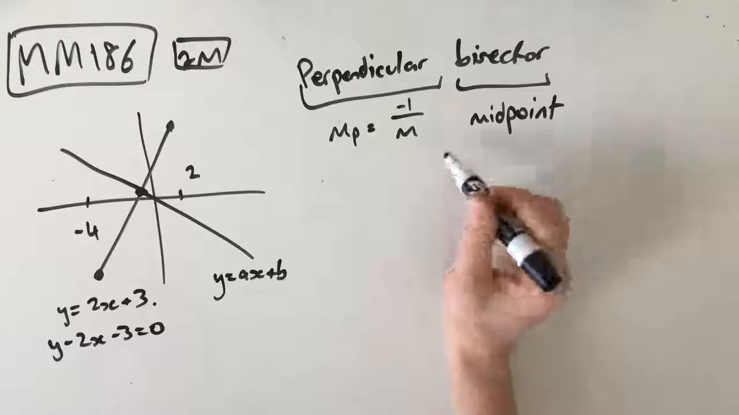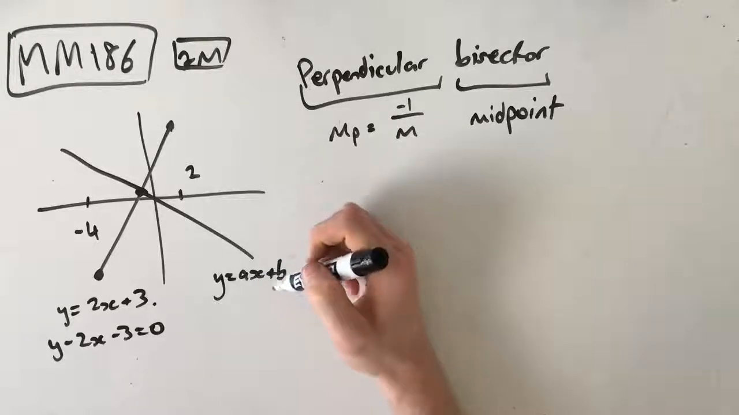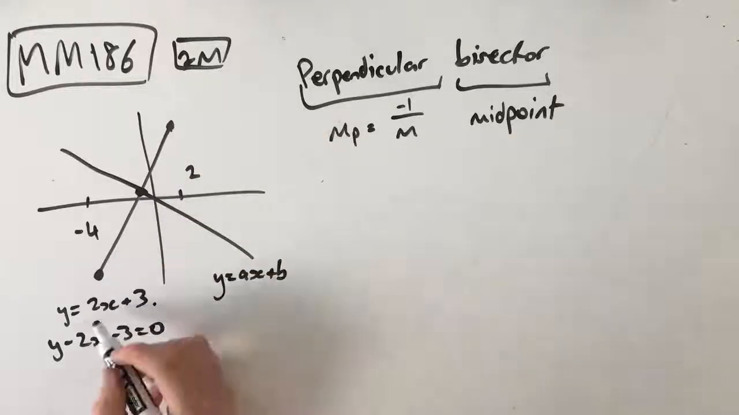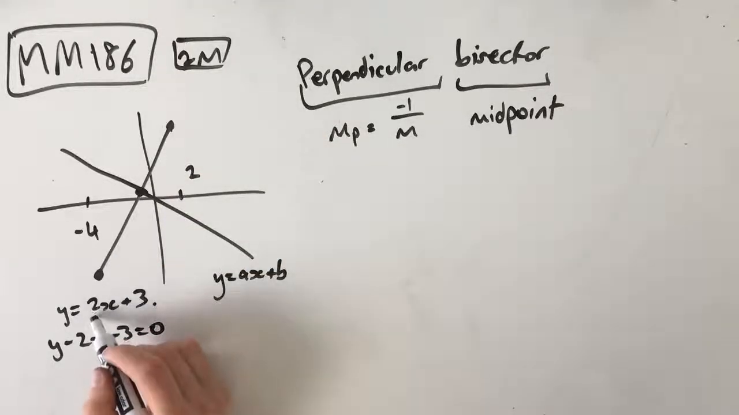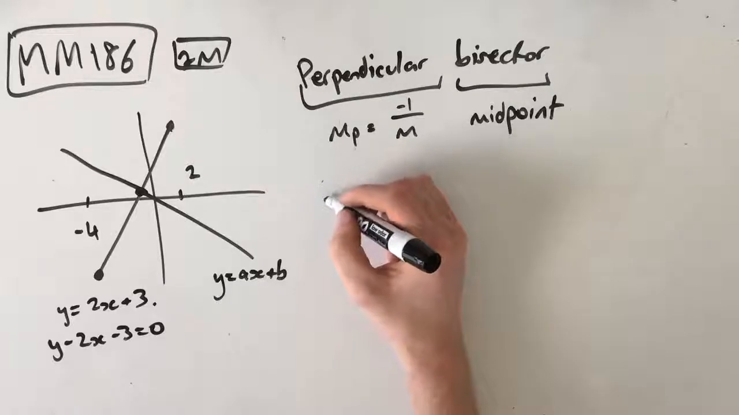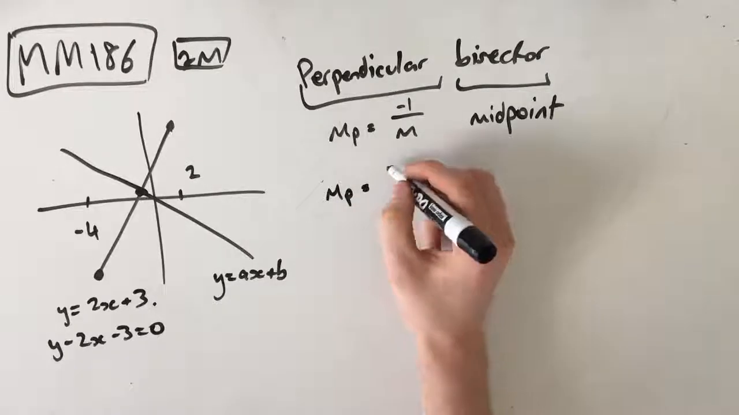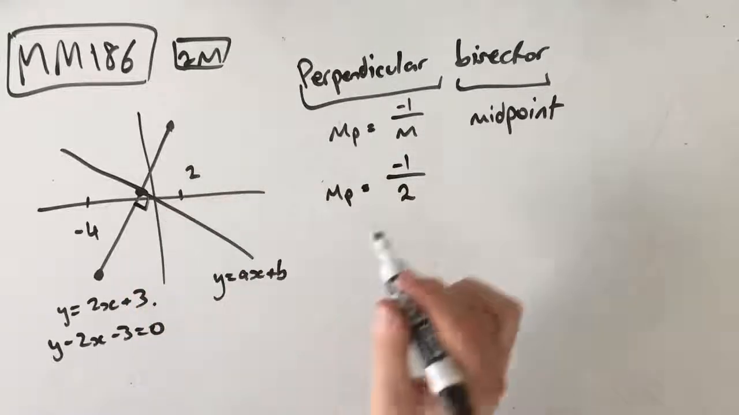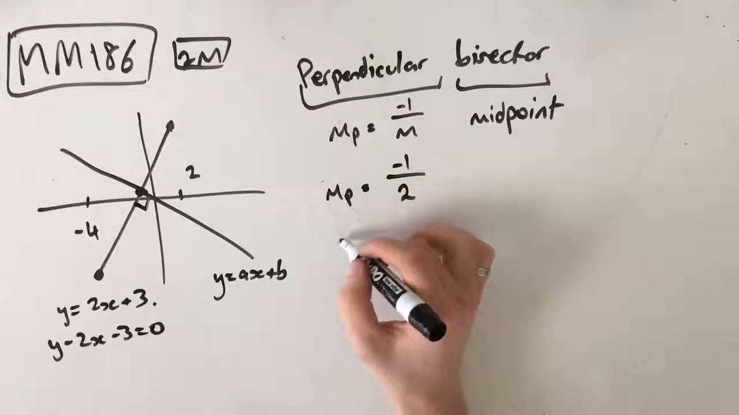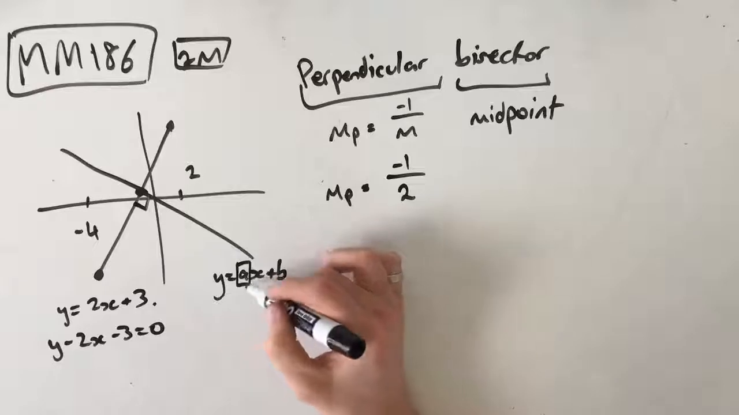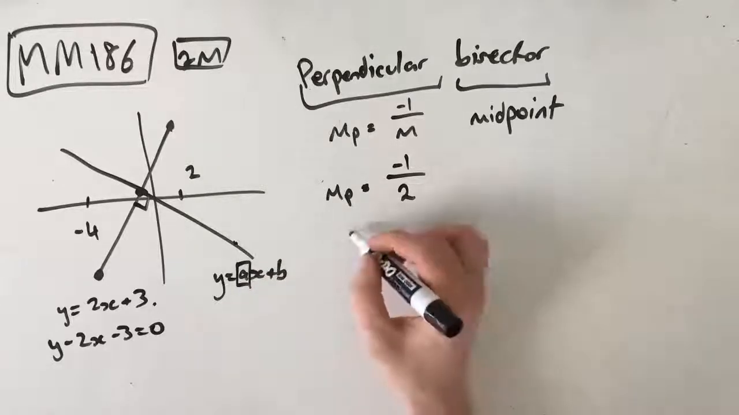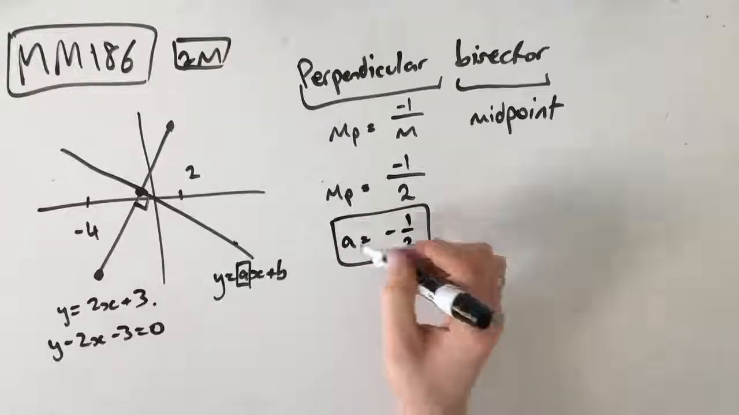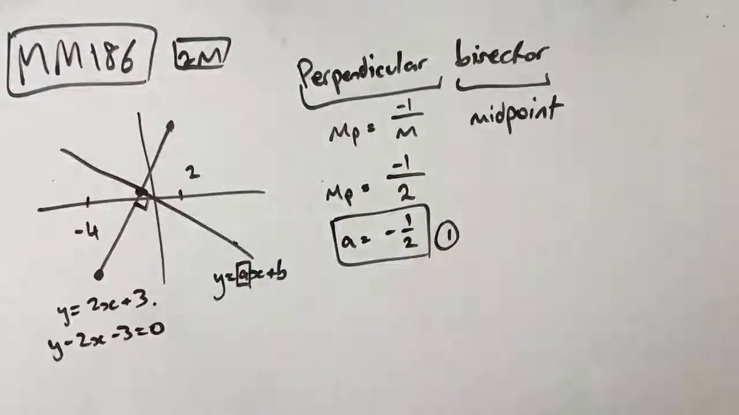So we know that the gradient of y equals ax plus b is the negative reciprocal of this line here. The gradient of our original is 2, which means that the gradient of our perpendicular is equal to -1 over 2, right? Because this here is a right angle, it's perpendicular, which means that our gradient of this one here, which is a, is equal to -1 on 2. So a equals -1 on 2. Guys, this is a 2-mark question, that's your first mark right there.